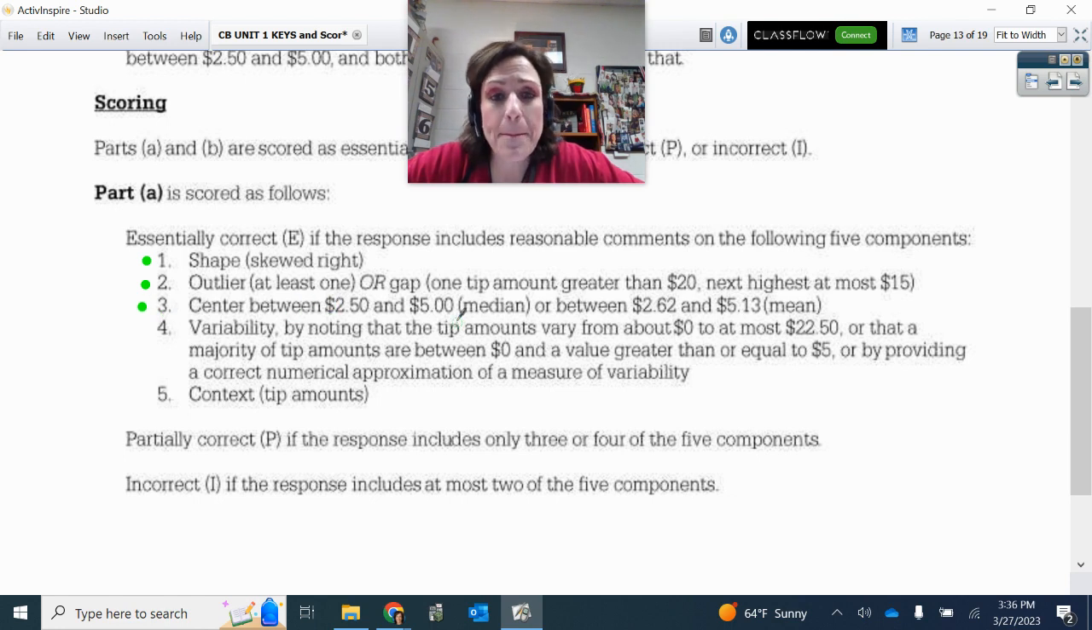Center is a median between 250 and 5. Now, I don't know exactly how you would have come up with this mean, but there's some values there. Variability, by noting that the tip amounts vary from about 0 to at most 22. So that would have been the range. So they let you say the range, or that a majority, so that middle 50th percentile is between 0 and 5. So that's kind of like the IQR. Or you could have even provided a correct numerical approximation of that variability.